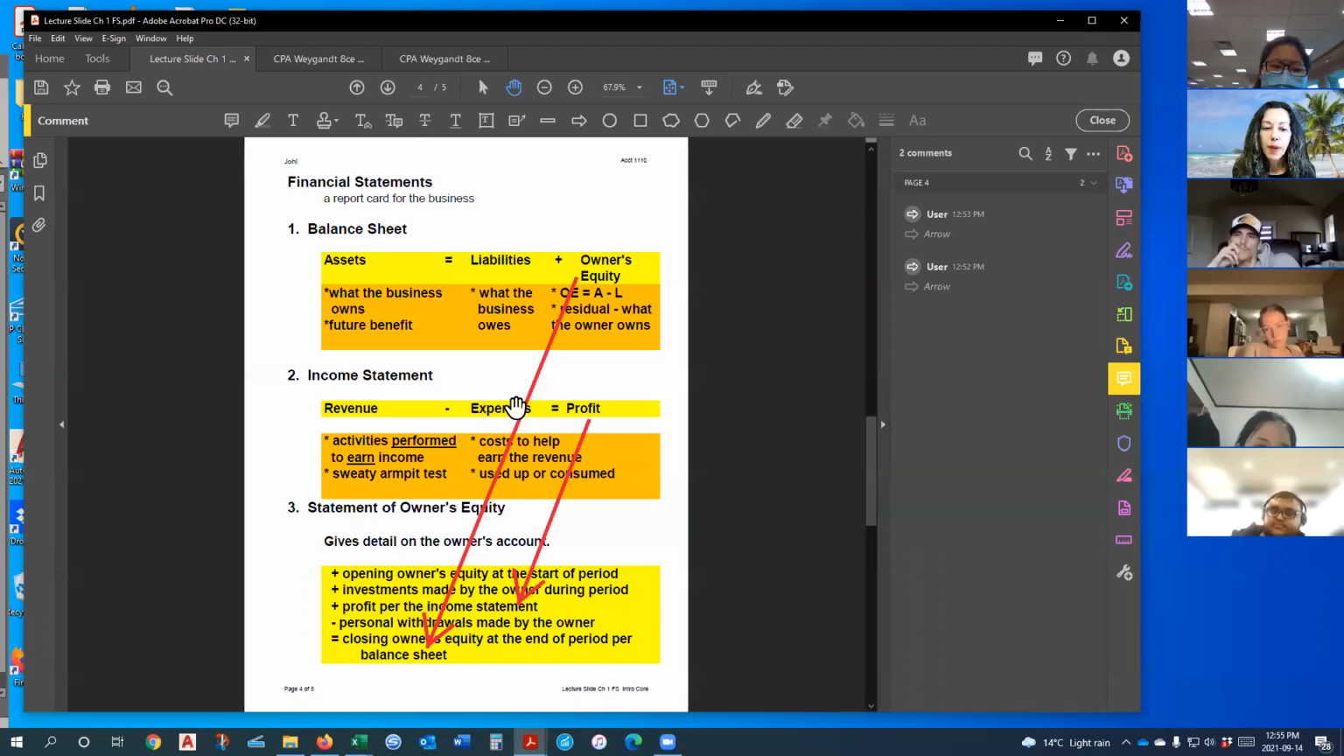Okay. So it has to have been performed. Then we have expenses, and these are costs to help earn the revenue. Now, what's different between expenses and our assets is this F word, future benefit. Is it all used up, or is it consumed? Right? If it's all used up or it's all consumed, then it's going to be an expense. If it's going to last a long time and we're going to have it next year or next month, right? Like a table or a computer, then it's going to be an asset. So these definitions are also critically important.